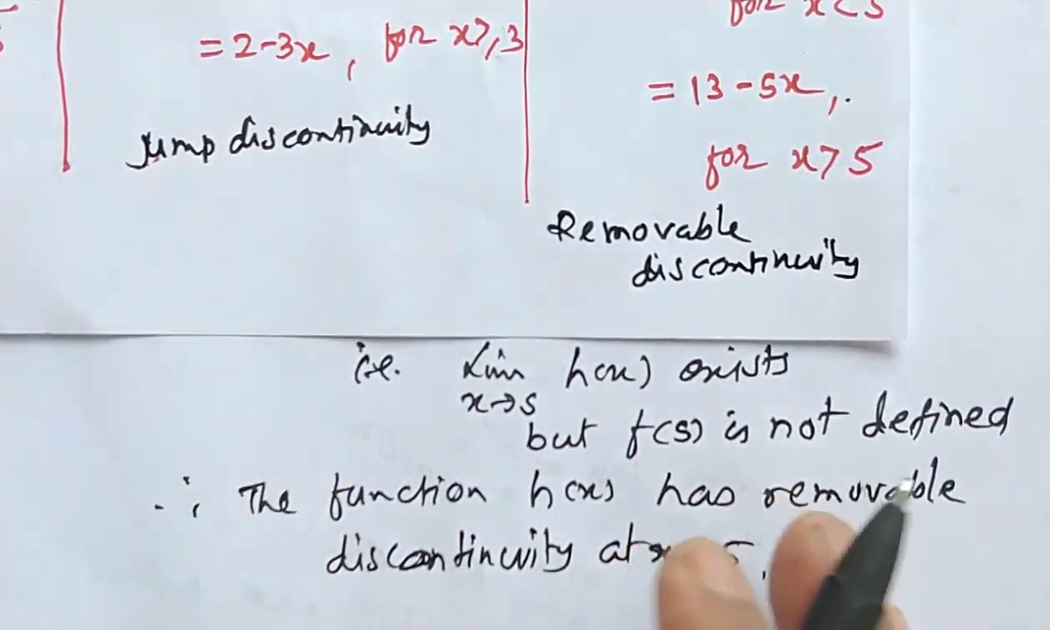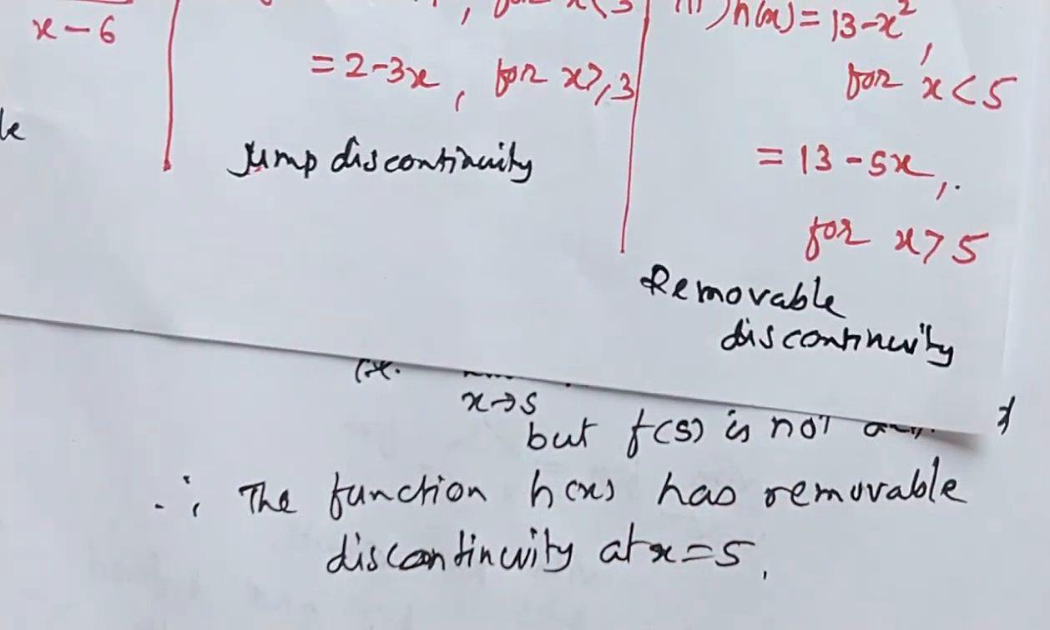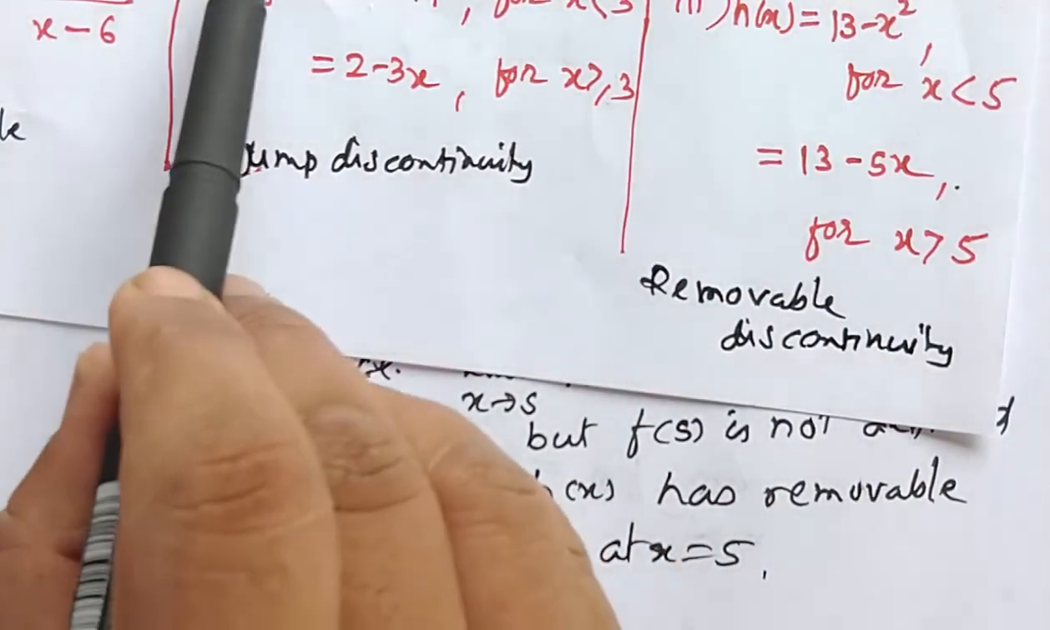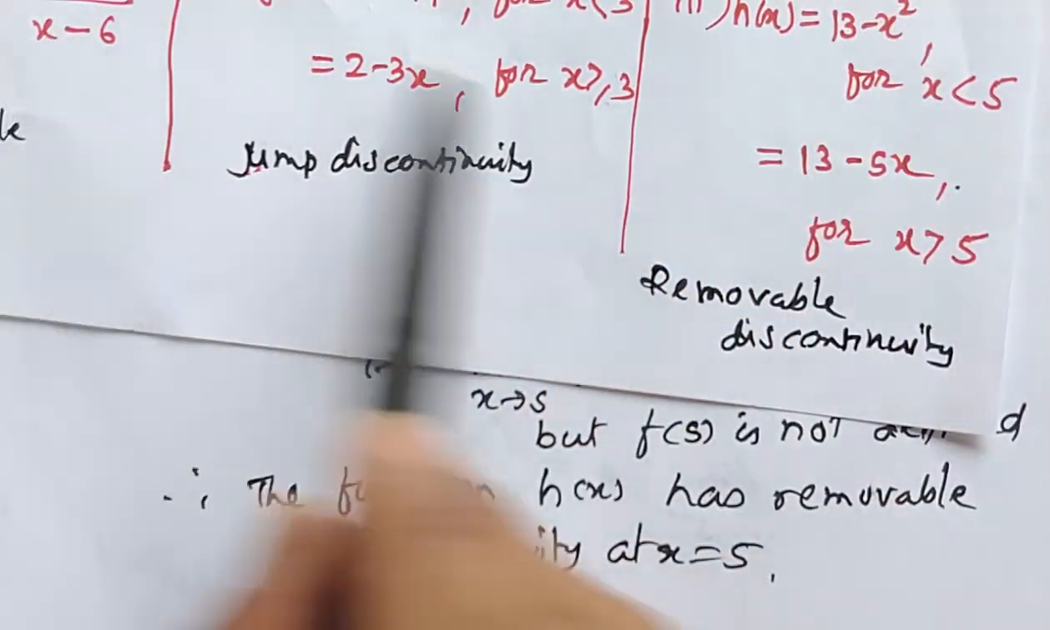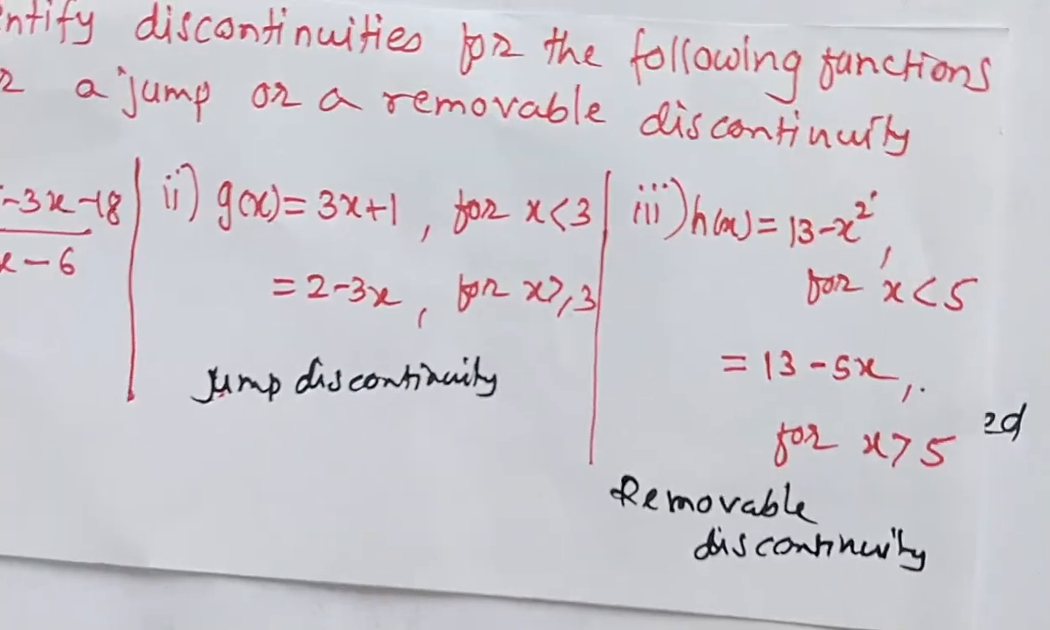In this way we have seen three types of function. We identified the discontinuity for the three functions. That's all.